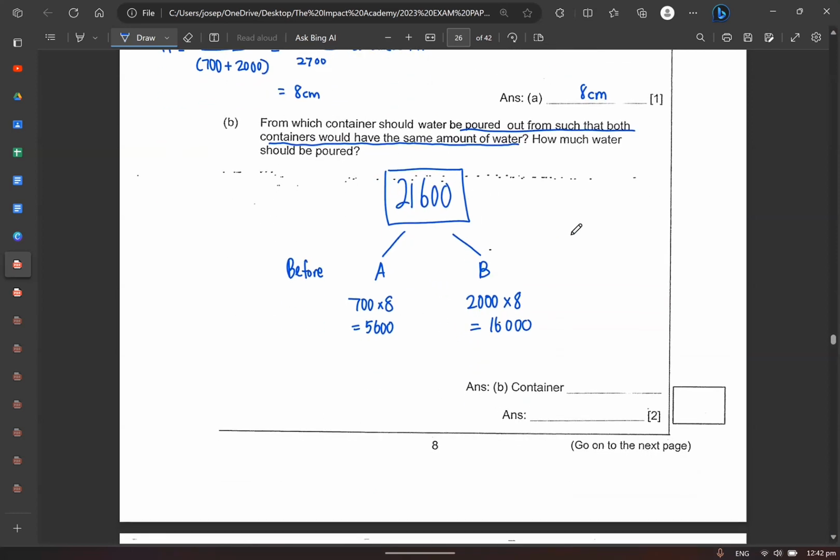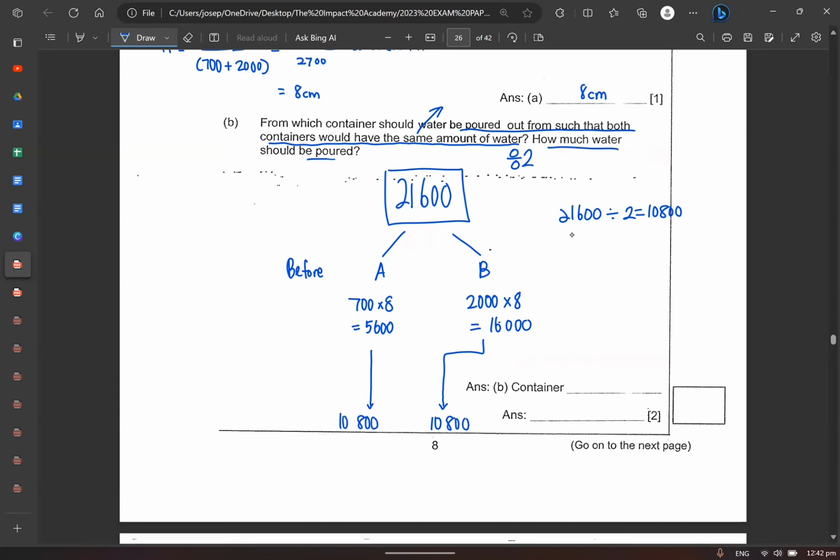And they want us to make sure that both tanks have the same amount of water. So to have the same amount of water means I have to divide by 2, I have to half it. So I want to get somewhere. What am I going to do? I'm just going to simply do 21,600 divided by 2. When I do that, I get 10,800. So both of the tanks must have 10,800.